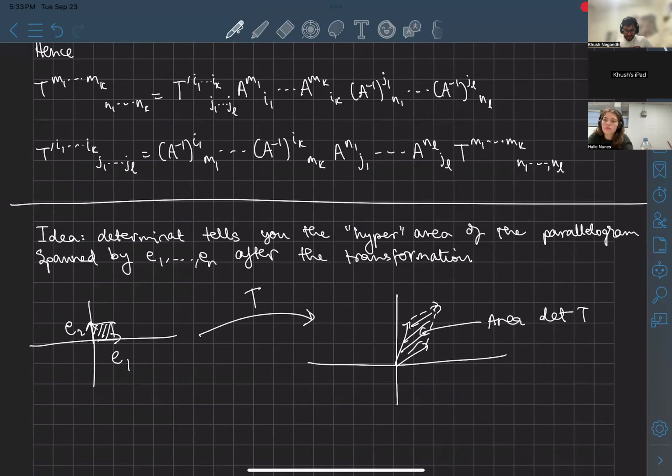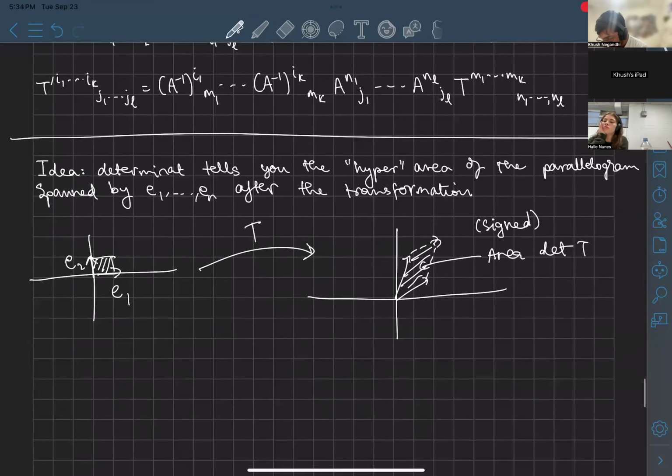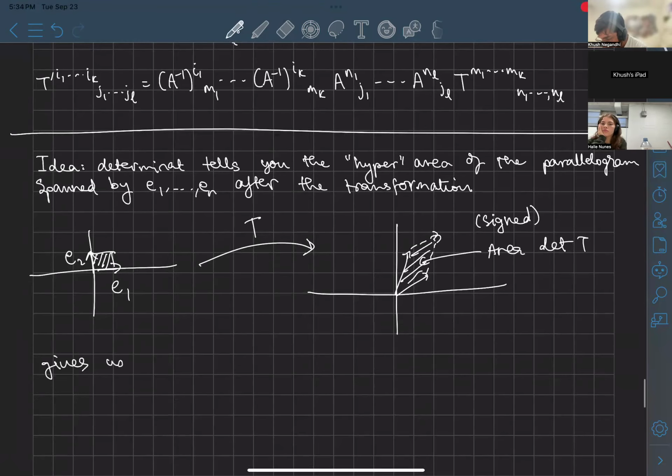Okay, it's not really the area, it's more so the signed area. Because remember, determinants can be negative, so we have to somehow interpret that. So it's a signed area, and it sort of gives us a notion of orientation.